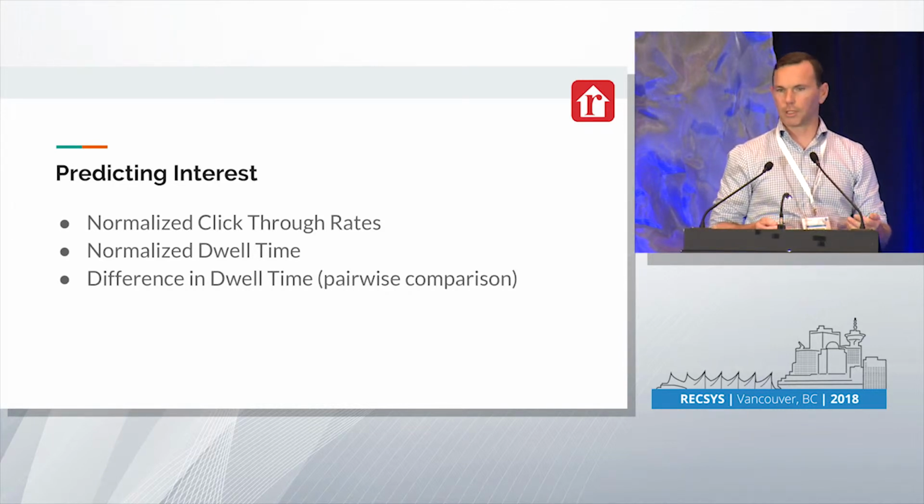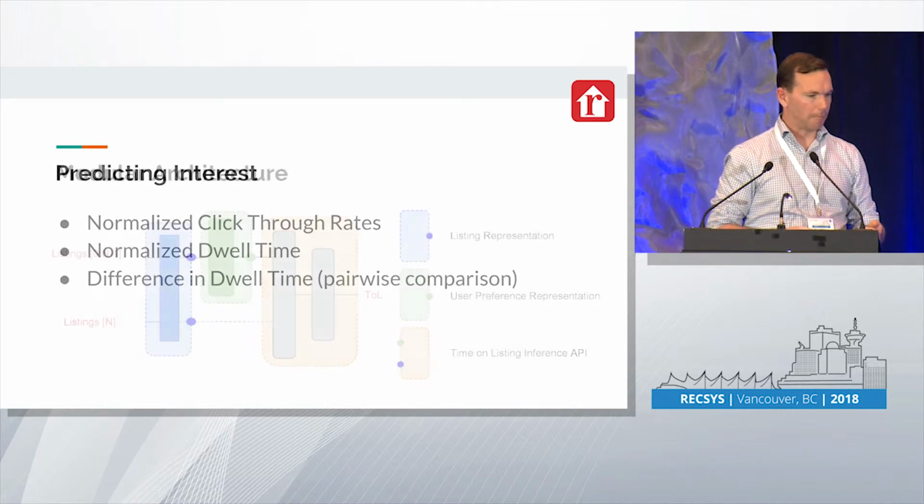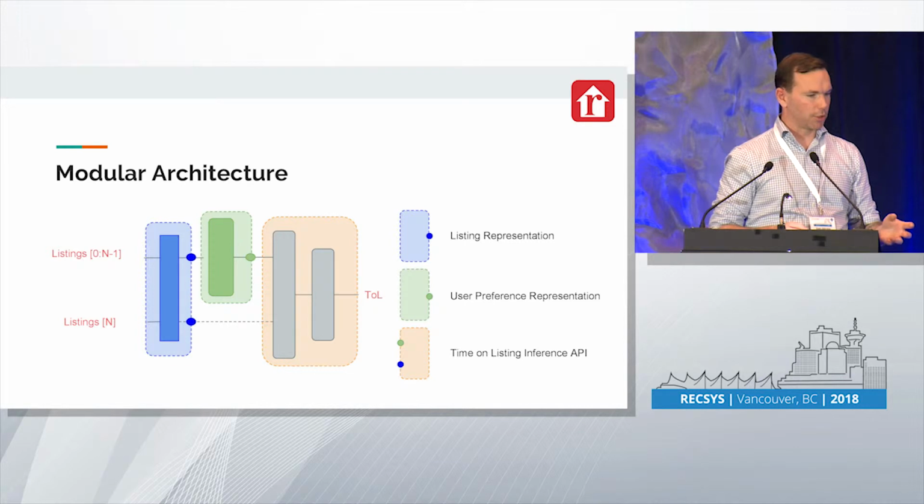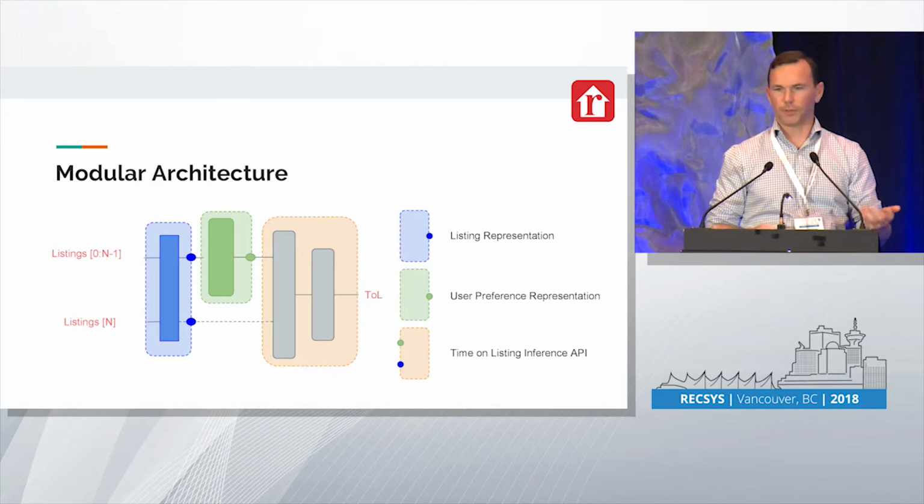And what we've been using recently is a difference in dwell time. So we feed two listings through the model, and we train it on the difference between the dwell times, and that allows for a more continuous representation. We're actually working on evolutions of that. Our architecture is modular in the sense that we try and treat listing representations, user representations, and the time on listing inference API independently.